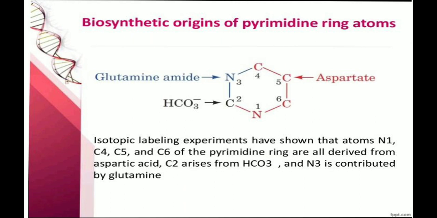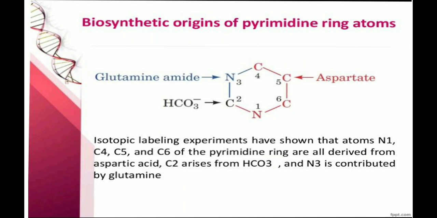Pyrimidine is a 6-member nitrogenous base which includes uracil, thymine and cytosine. Thymine is present in DNA and uracil is present in RNA. So this is a 6-member pyrimidine ring which is made and then attached to ribose 5-phosphate in the case of de novo biosynthesis.